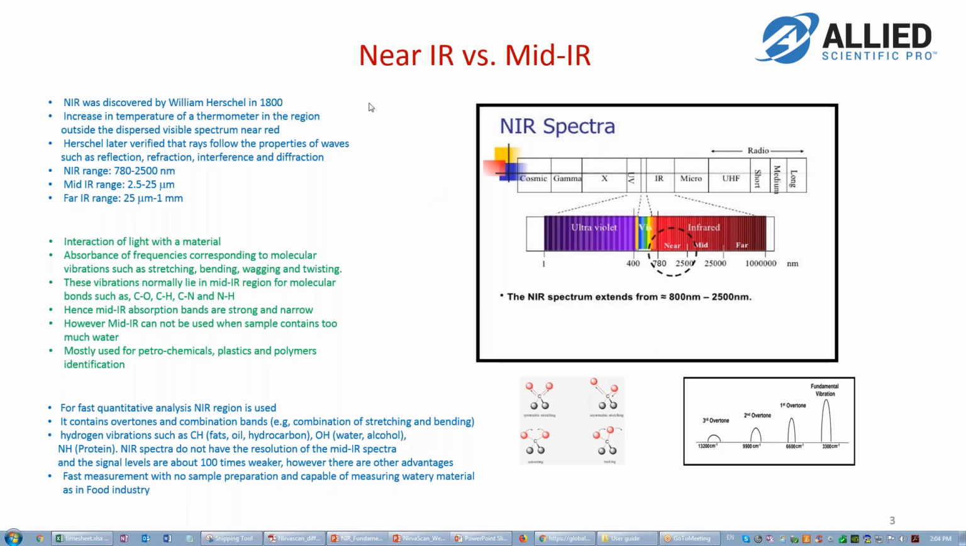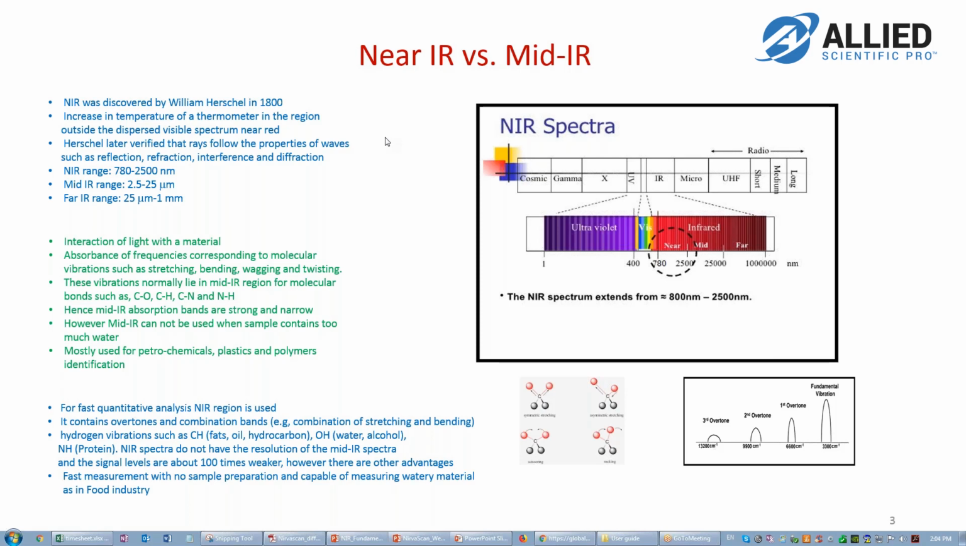So let's go a little bit through the history of near IR. It was discovered by William Herschel, a British astronomer in the 1800s, and the way he discovered it is because near IR is basically invisible to the eye. So he placed a thermometer in the invisible region of the dispersed spectrum next to the red, and then he saw that the thermometer temperature had increased. So he discovered that there is some kind of emission there that is causing this.